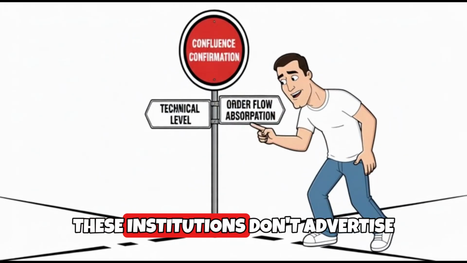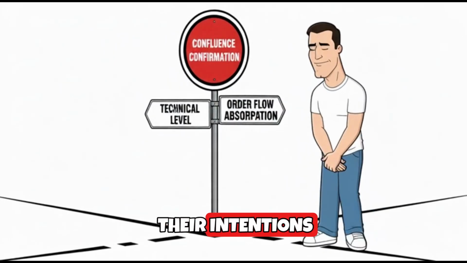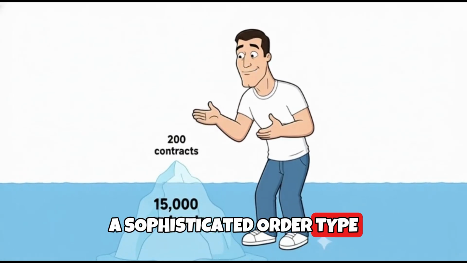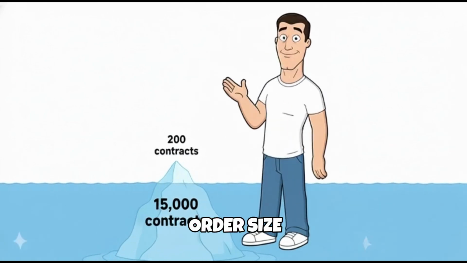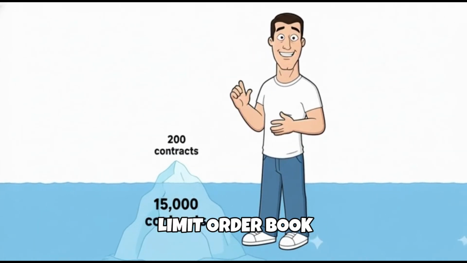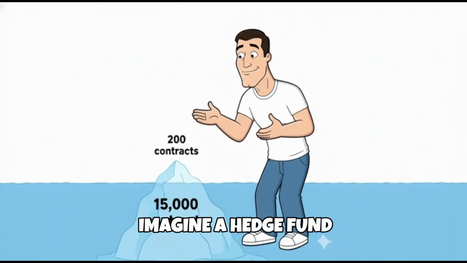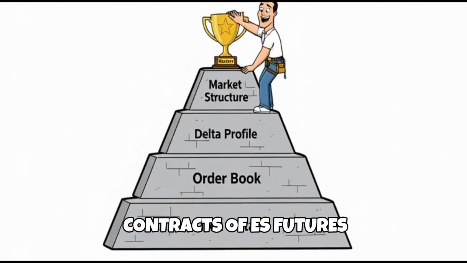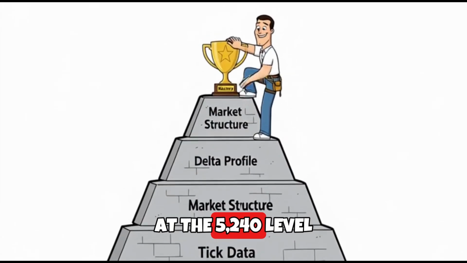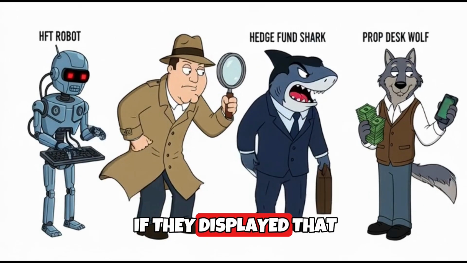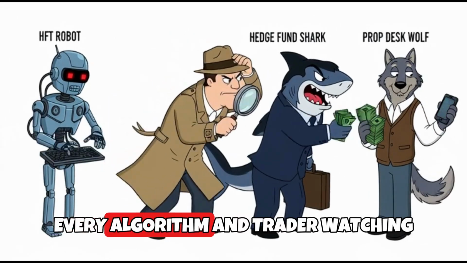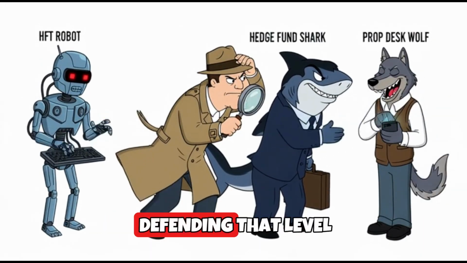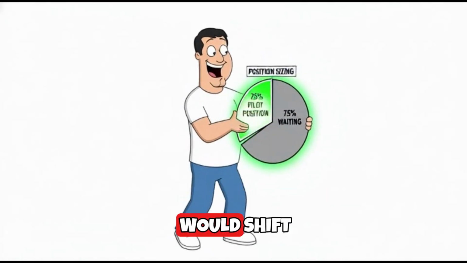Furthermore, these institutions don't advertise their intentions. They utilize what we call iceberg orders, a sophisticated order type where only a small portion of the total order size is visible in the limit order book at any given moment. Imagine a hedge fund wanting to accumulate 15,000 contracts of ES futures at the 5,240 level. If they displayed that entire order, every algorithm and trader watching would immediately understand a major player is defending that level, and the market dynamic would shift.